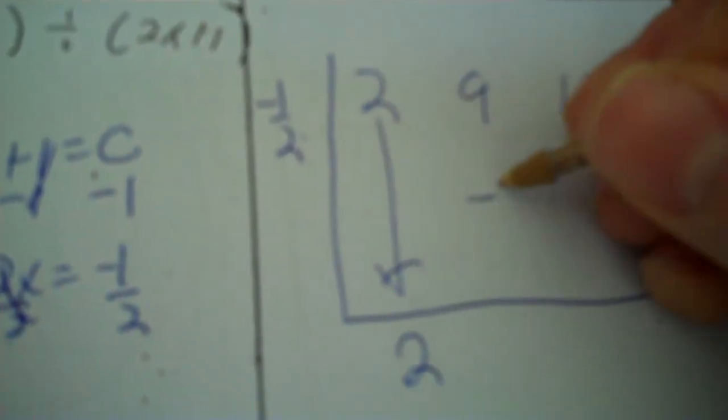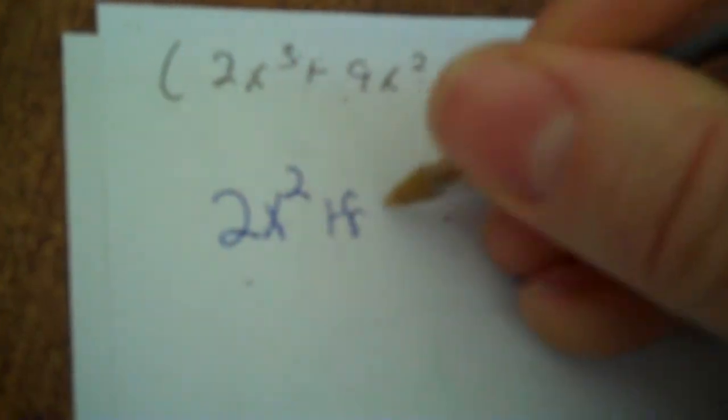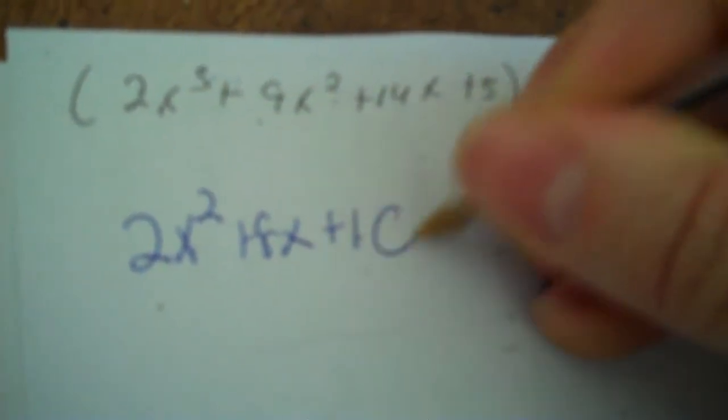So I drop the 2. 2 times negative 1/2 is negative 1. 9 plus negative 1 is 8. 8 times negative 1/2 is negative 4. 14 plus negative 4 is 10. 10 times negative 1/2 is negative 5. And then I get 0, remainder 0. So I put my 2. Now that used to be x to the third, well now it's down to x to the second when you divide. Plus 8x plus 10, and the remainder is 0.